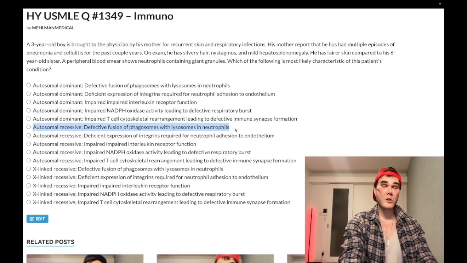And the reason you have partial albinism is because you need phagolysosomal fusion for melanosome function and transport as well. So the USMLE can write fair skin compared to a sibling, and you get these giant granules within phagocytes. Very buzzy for Chediak-Higashi. Now let me give you some other info that's high yield for USMLE.